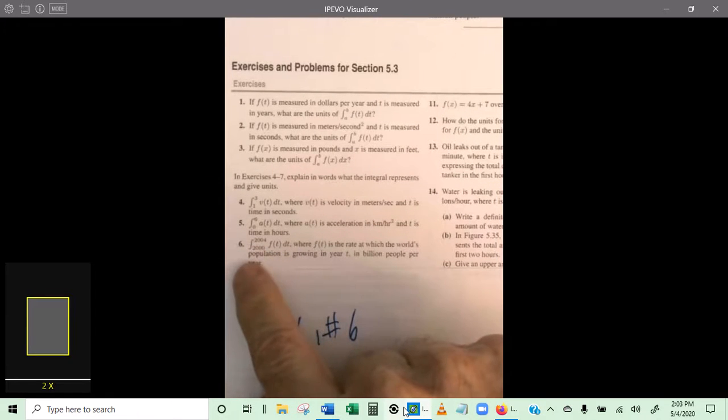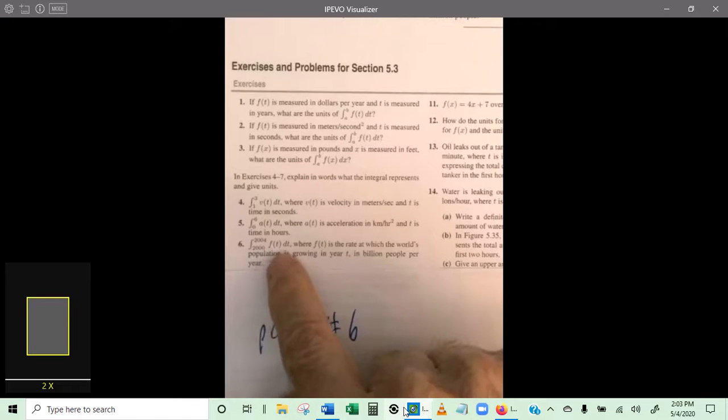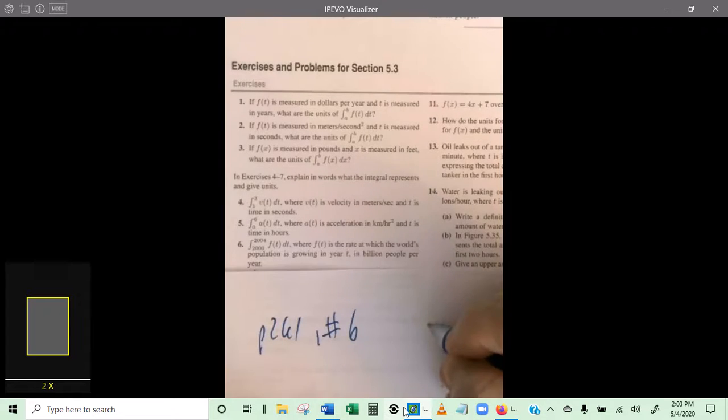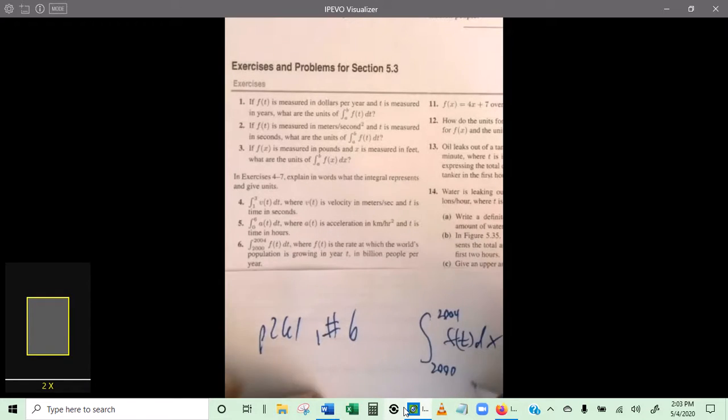It's the integral from 2000 to 2004 of f of t dt, where f of t is the rate at which the world's population is growing in a year, in billion people per year. So keep in mind that here's the integral right here, 2000 to 2004, f of t dt. And if we could graph that, it might look something like this. 2000, can't really see that, can you?